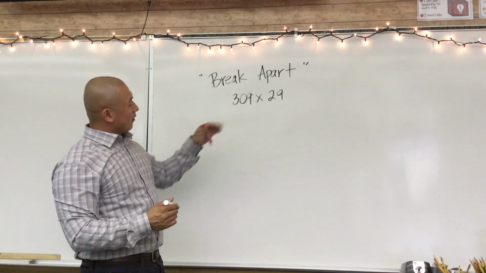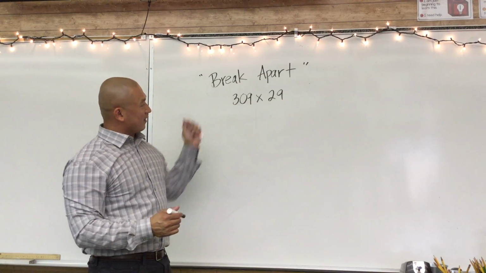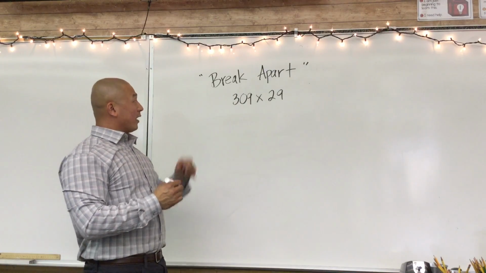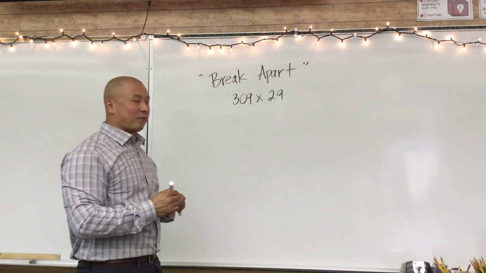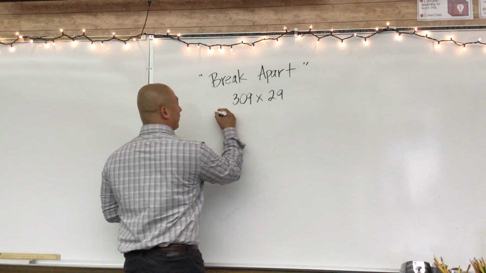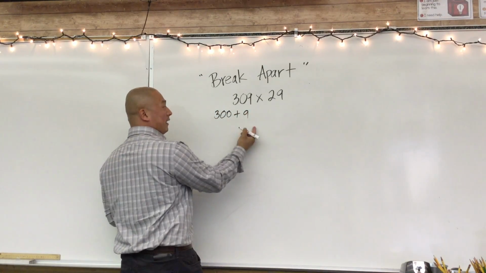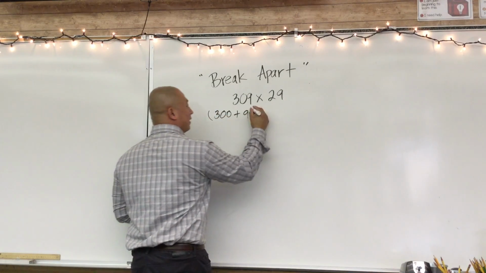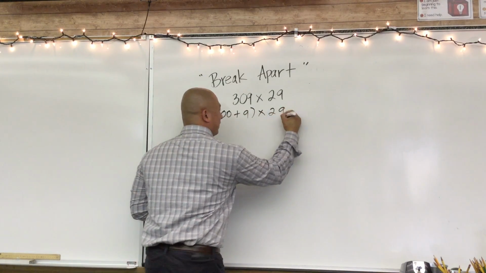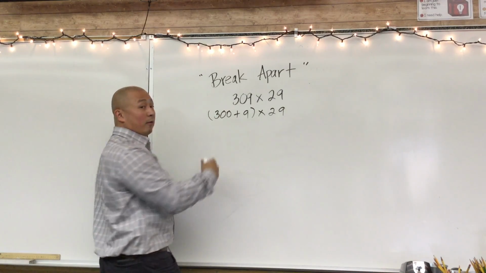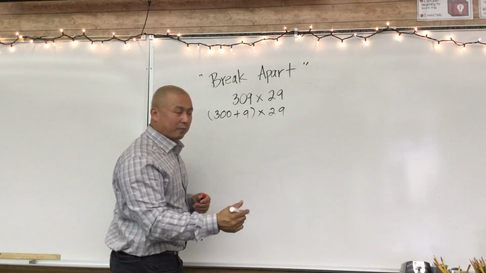The first thing you want to do is look for the greater number, and in this case it's 309. And we're going to break 309 apart, writing it in expanded form, which would be 300 plus 9. This would be the same thing as 300 plus 9 times 29. You might also recognize this as the distributive property.